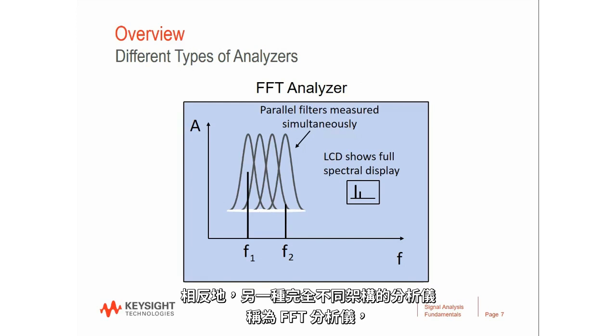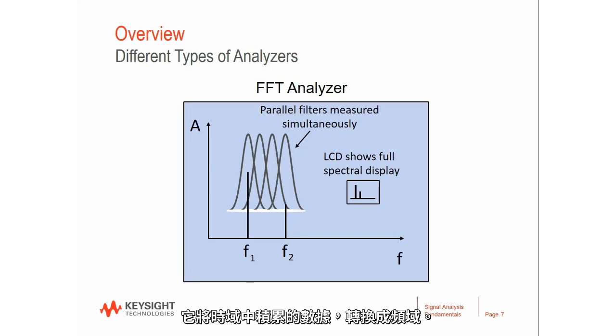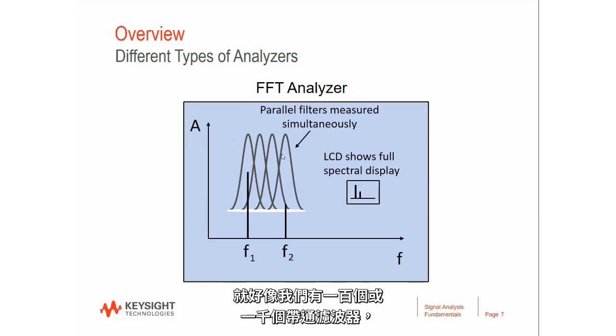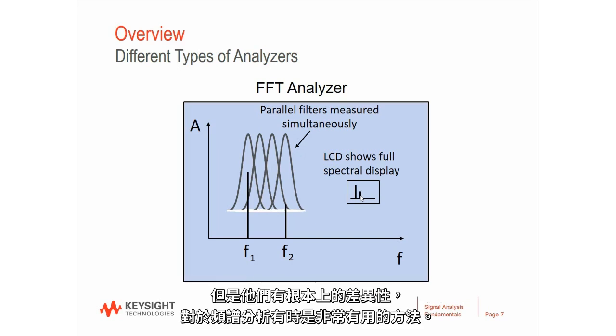Conversely, there's another type of totally different architecture called an FFT analyzer. FFT means fast Fourier transform. That's a mathematical transformation that takes data accumulated in the time domain and transforms it into the frequency domain. So we're going to acquire a large piece of spectrum all at the same time, and then mathematically we'll break it into these individual bins, almost as if we had 100 or 1,000 bandpass filters that were all transforming that energy into a filterized or channelized version, and we'll get, in many cases, roughly the same display. There are some pros and some cons of these two techniques, but that is a fundamentally different and sometimes very useful approach to spectrum analysis.